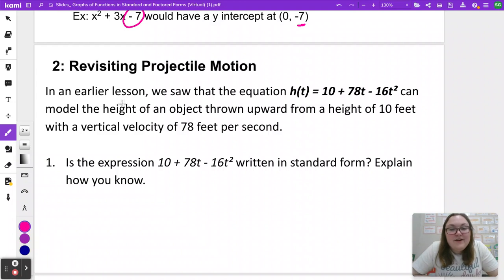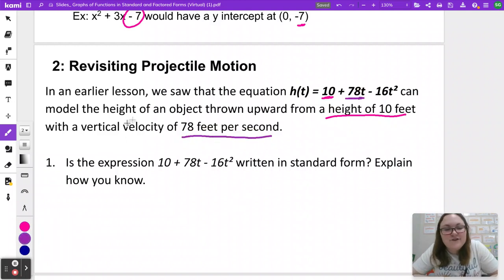For our story, we are going back to an earlier lesson where we had seen this equation here. This equation models the height of an object thrown upwards from a height of 10 feet with a vertical velocity of 78 feet per second. That's something we had learned in a previous lesson, that your constant tells you the height you're throwing the object from, and then that 78 feet per second, that represents our velocity. Velocity means the same thing as speed.